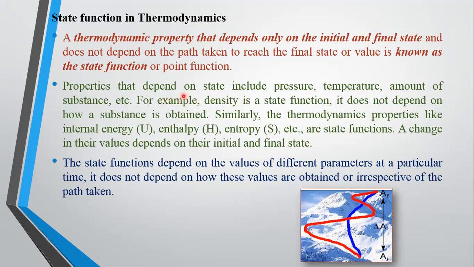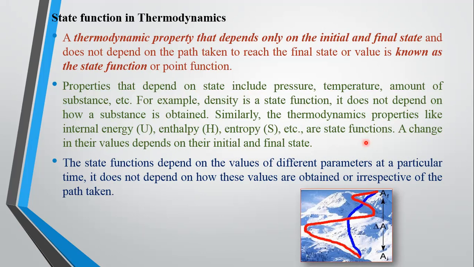The properties which totally depend on state include pressure, temperature, and amount of substance. For example, density is a state function; it does not depend on how a substance is obtained. Similarly, other thermodynamic properties which will give you an idea about state functions are internal energy, enthalpy, entropy, and Gibbs free energy. These are the various state functions, which totally depend on the initial and final state.